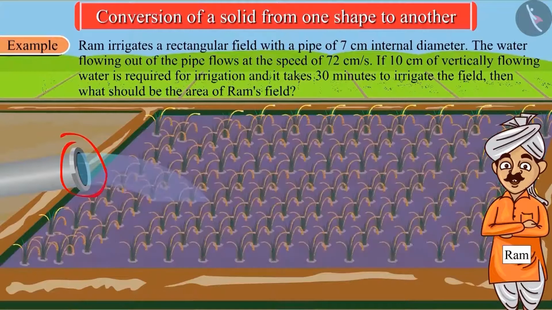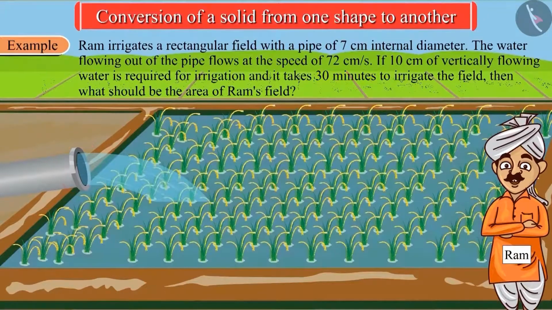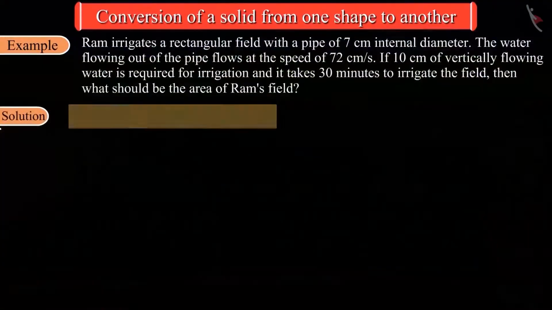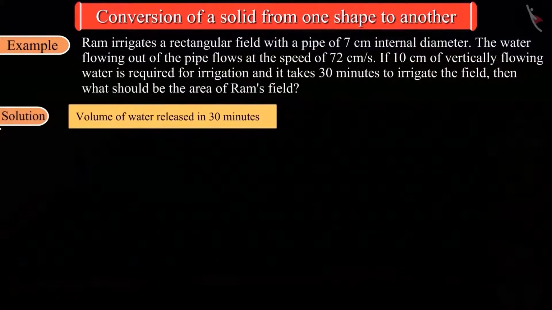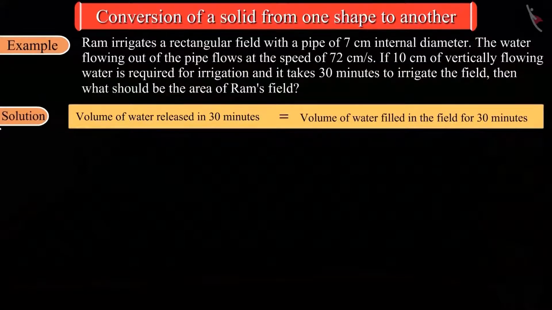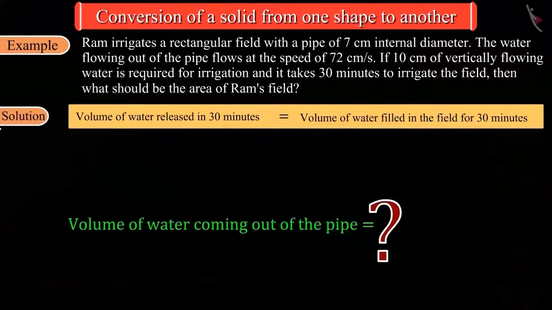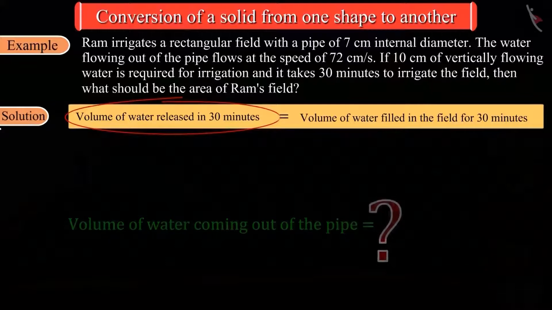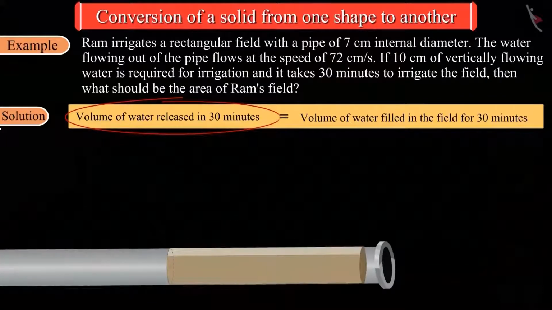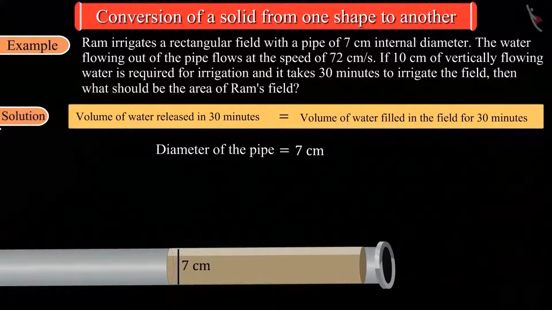We know that the pipe fills the field in 30 minutes. So, we can say that the volume of water coming out of the pipe in 30 minutes is equal to the volume of water filled in the field in 30 minutes. Can you calculate the volume of water coming out of the pipe in 30 minutes? We know that the pipe is shaped like a cylinder whose internal diameter is given to us, that is 7 centimeters. We can calculate the radius by dividing the diameter by 2, that is 7 divided by 2. We will also need its length to find the volume of water coming out of the pipe.